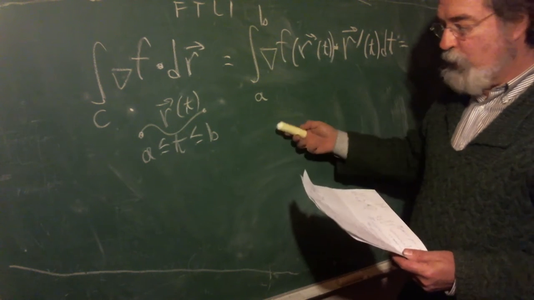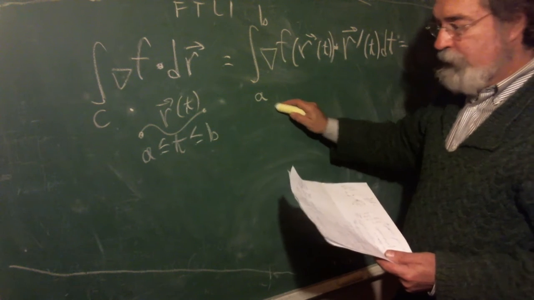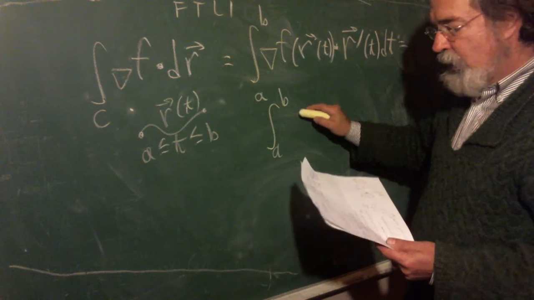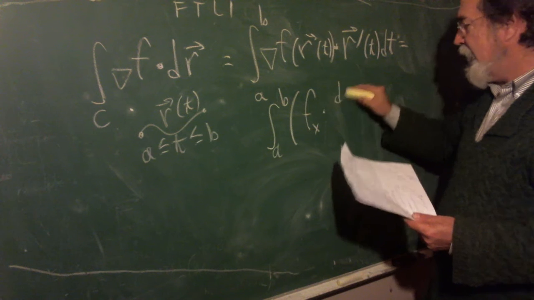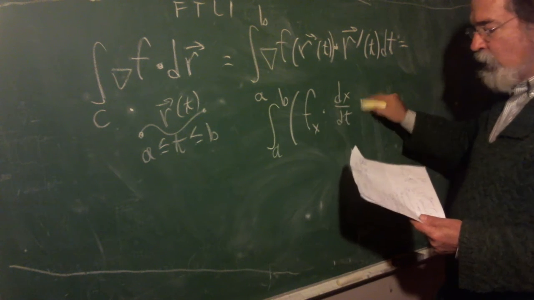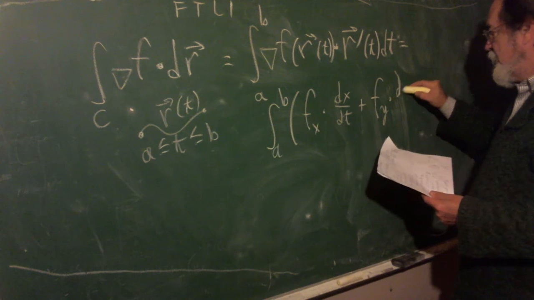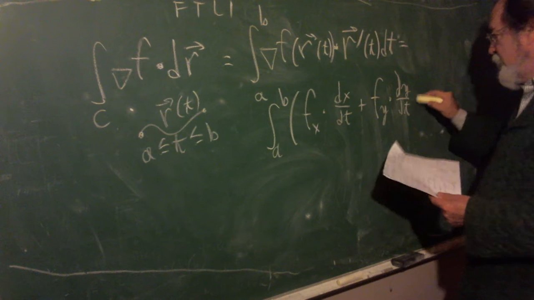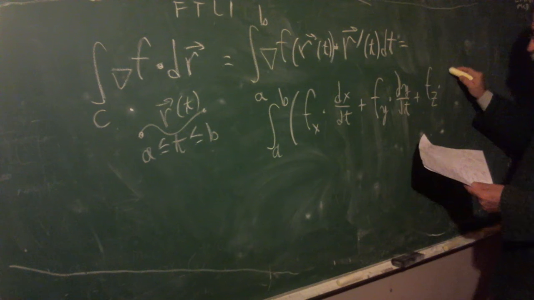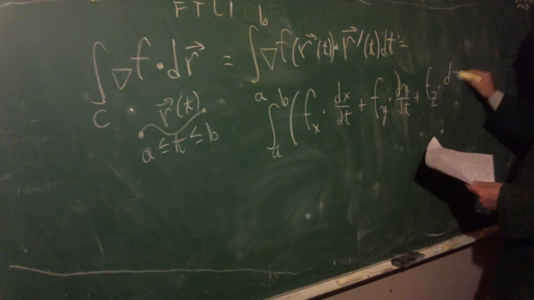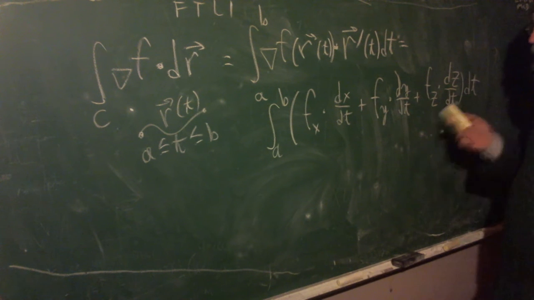This can be rewritten because we know what the gradient looks like. It's the integral from A to B of the partial of little f with respect to x dotted with dx dt, plus the partial with respect to y dotted with dy dt, plus the partial with respect to z if we went into 3 dimensions times, really, not dotted, but dz dt on the end. And here's the big idea.